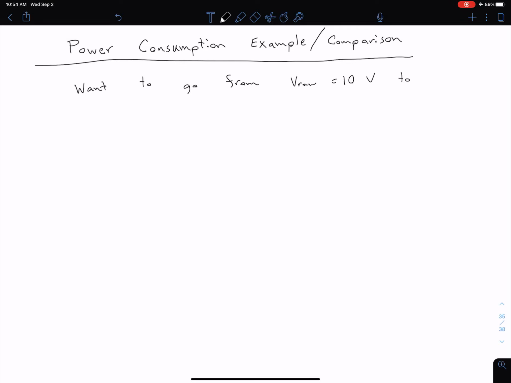We want to go from VRAW of 10 volts to some lower voltage, V out equals 5 volts, and we're saying that the load is pulling 3 amps of current. So what we want to do is compare our linear regulator and our switching power supply.